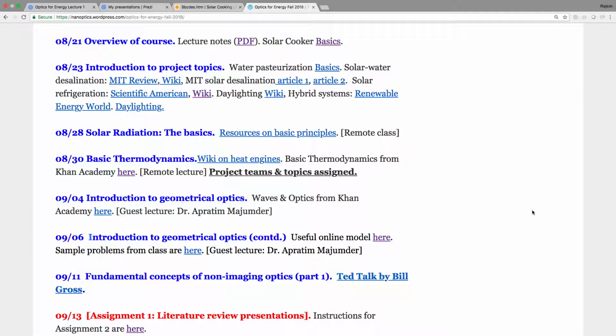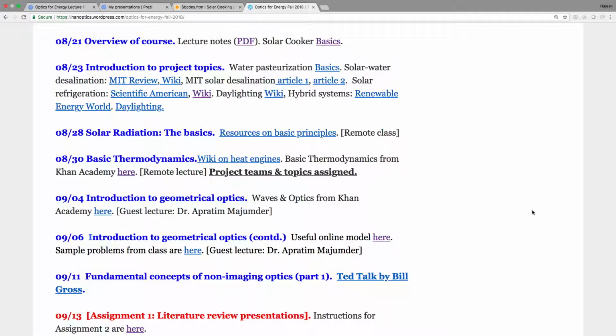Then, in the first week of September, we'll talk about geometrical optics. Optical design has many different families. We'll talk about two different families in this class. One is called geometrical optics, which, as you can imagine, refers to where you can draw rays. So we'll take a ruler and draw rays and try to understand how lenses work, how mirrors work.